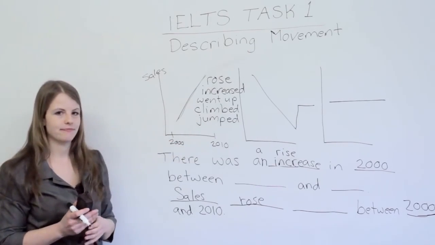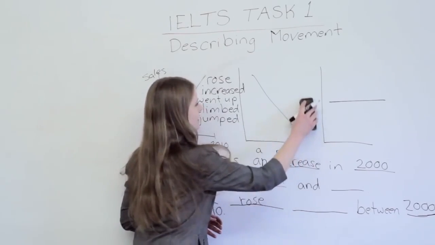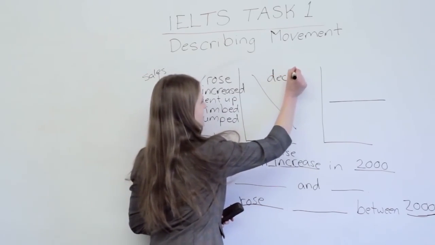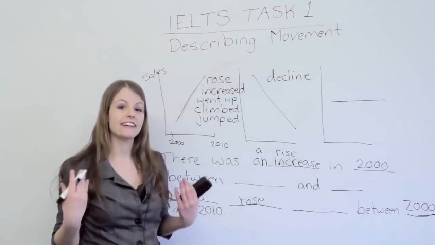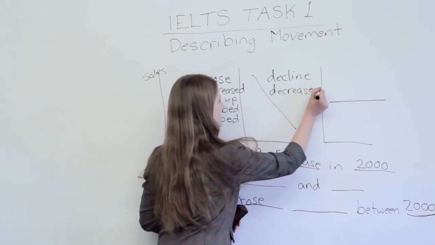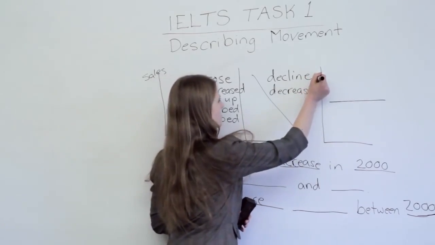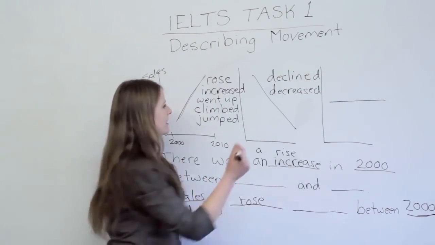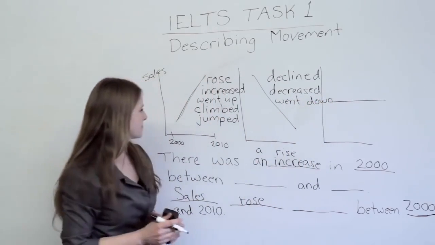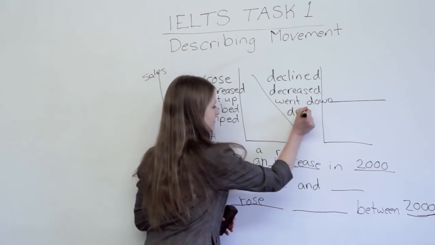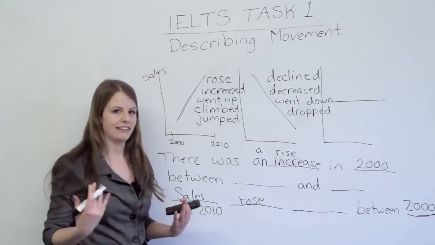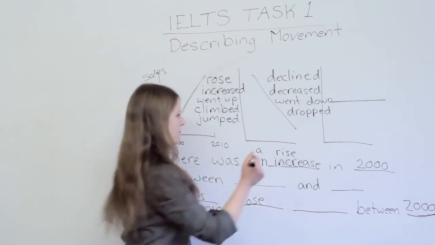What about downward trends? What are some of the words we use with that? So we'll start off with verbs. We can talk about a decline. Sales declined. You can say decreased. And again, simple past. We can say went down. We could say dropped. We could say plummeted if it's a very steep drop.